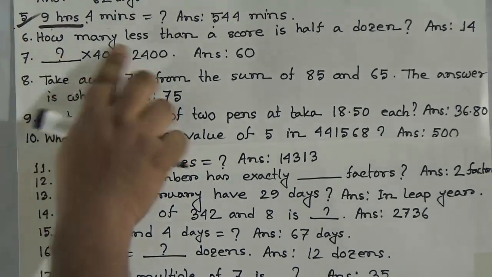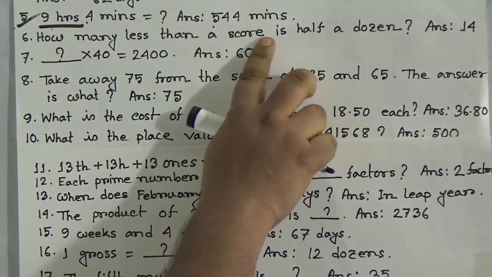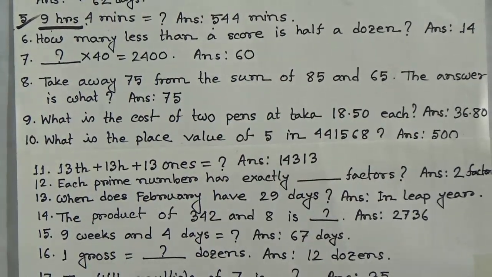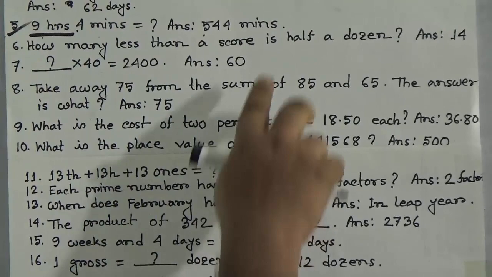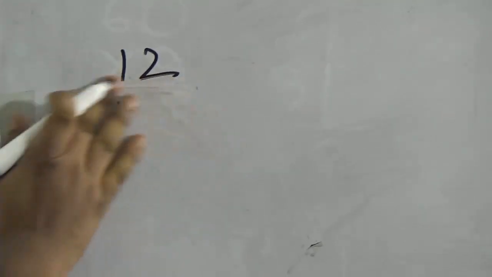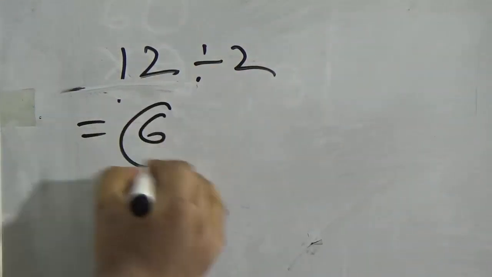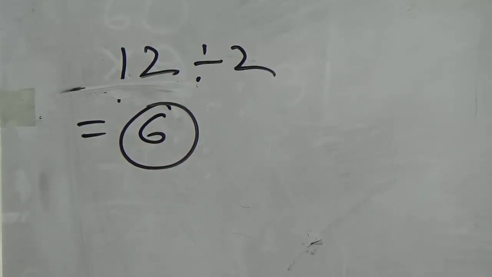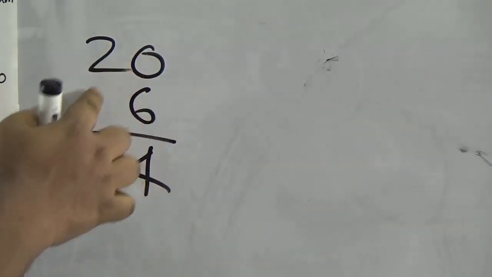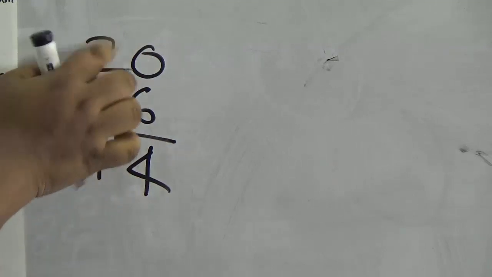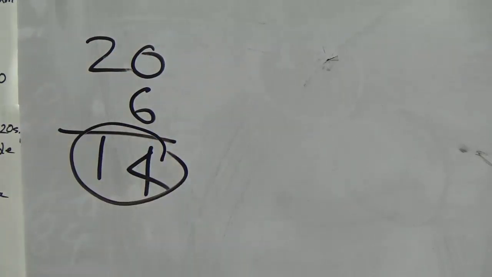Number 6, how many less than a score, and a score is half of a dozen. That means at first we find out half of a dozen. A dozen means 12. If we divide this 12 by 2, we get 6. So half of a dozen is 6, and 1 score equals 20 things. Now we subtract this 6 from 20 and we get the answer. 6 to 10, 4, carrying on, this 1 is here. If we subtract 1 from 2, then we get 1. So 14 less than a score is half of a dozen.